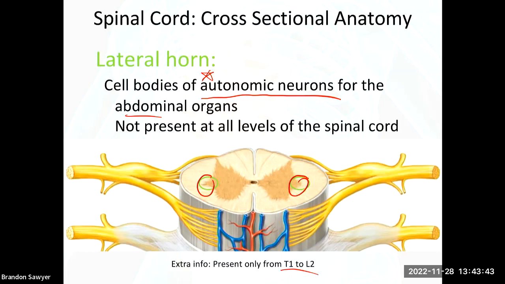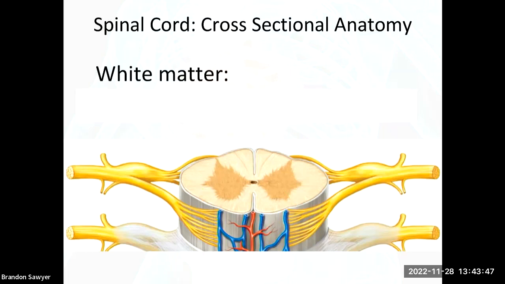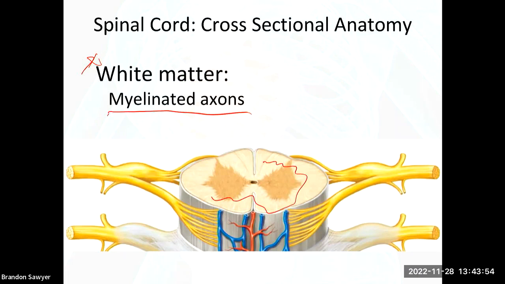Okay, good. Looks like mostly everybody's got it there. So that's our gray matter. Then we're going to move on to the white matter. White matter is going to be myelinated axons, like I said. So it's all of this stuff on the outside around that gray matter, those myelinated axons.